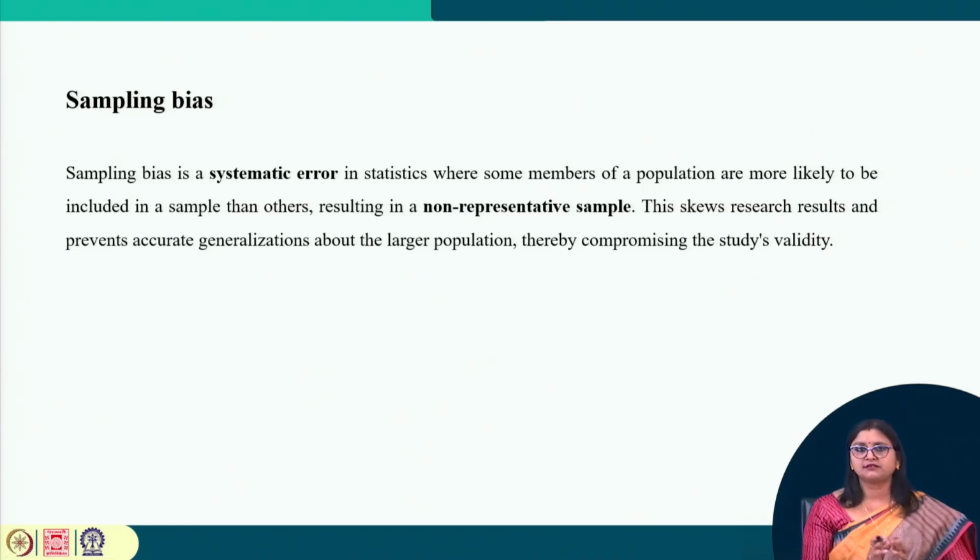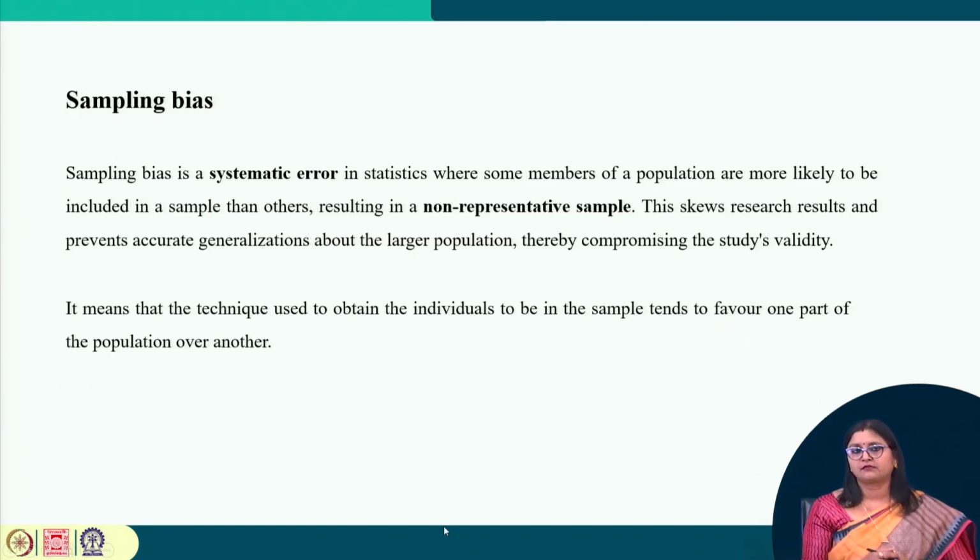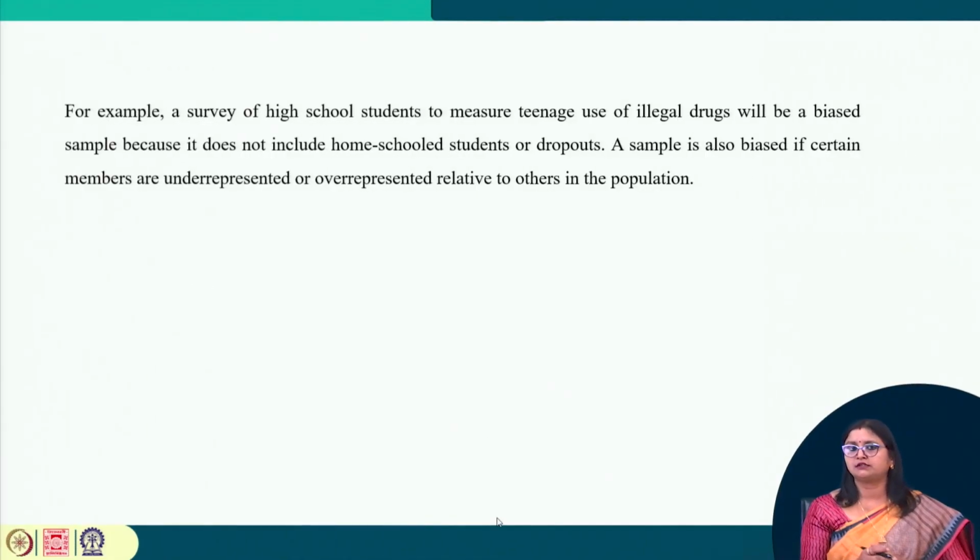Sampling bias is a systematic error in statistics where some members of a population are more likely to be included in a sample than others, resulting in a non-representative sample. This skews the research result and prevents accurate generalization about the larger population, thereby compromising the study's validity. It means that the technique used to obtain the individuals to be in the sample tends to favor one part of the population over another.